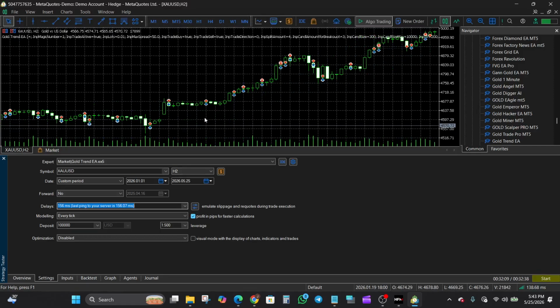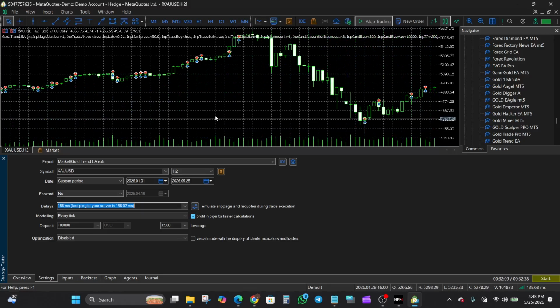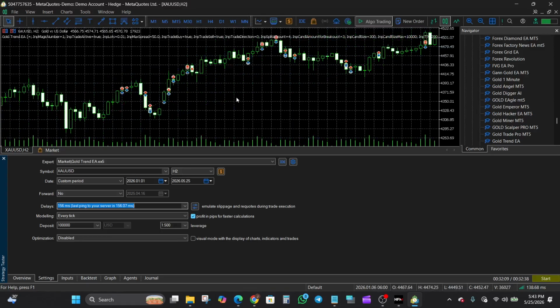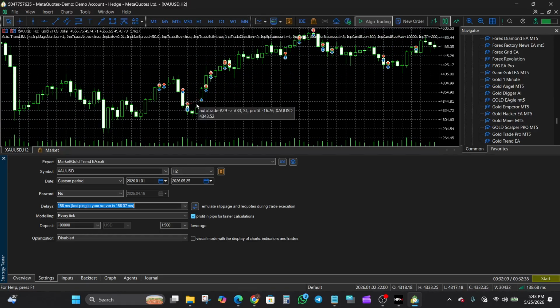Based on my observation here, you will notice that most of the trades, I can see this one did not close in the same candle, so most of the trades are closed within the same H2 candle. This is the 2 hour time frame, so each candle here represents 2 hours. You will notice that most of the entries and exits happen within the 2 hours.